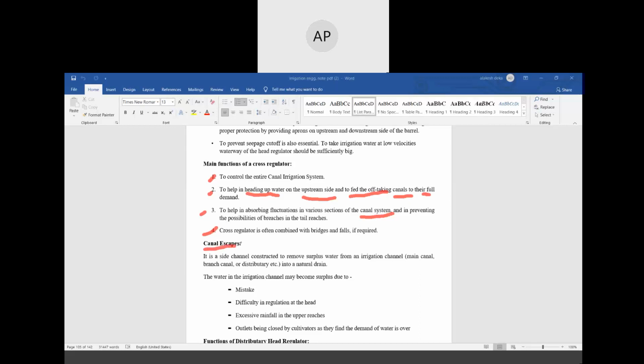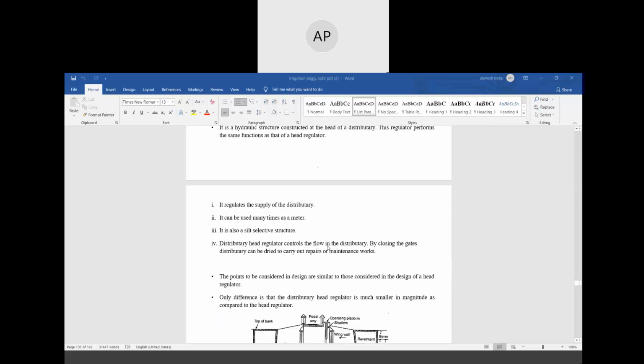Next is canal escapes. It is a side channel constructed to remove surplus water from an irrigation channel. The water in the irrigation channel may become surplus due to mistakes, difficulty in regulation at the head, excessive rainfall in the upper reaches, or outlets being closed by cultivators as they find the demand for water is over.